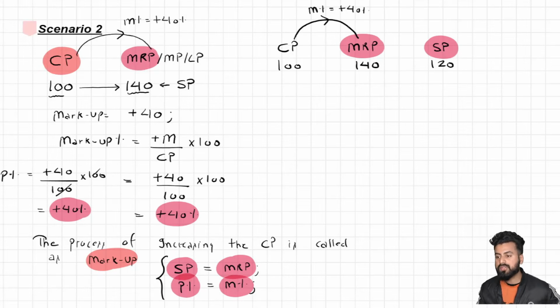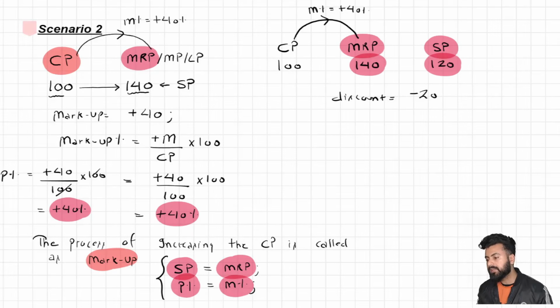So let's do the calculation of discount this time. If I ask you, what is the discount offered by the shopkeeper? You would say, sir, a discount of rupees 20. How did you calculate the discount? You simply find out the difference. Difference is 20, and since discount is always negative in nature, we'll use a minus sign.